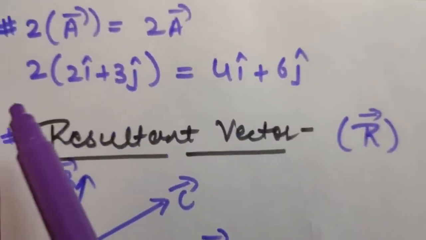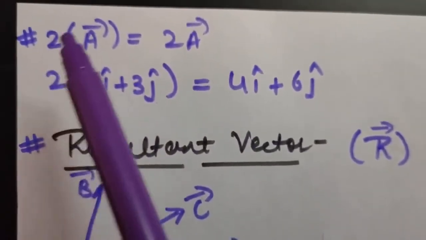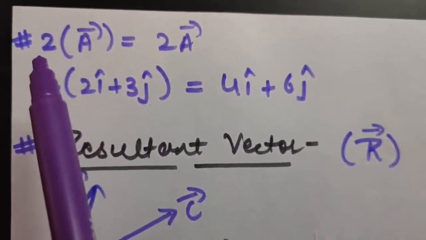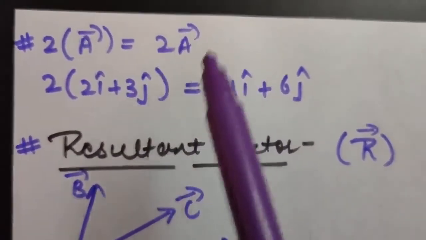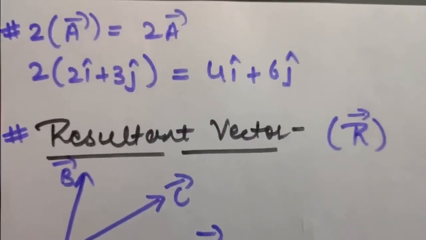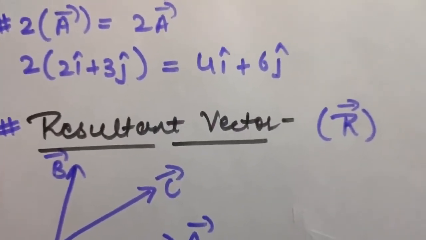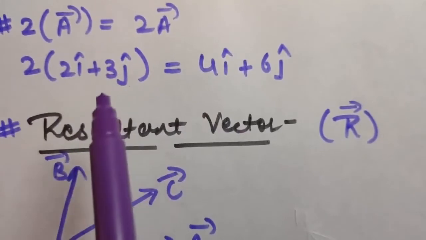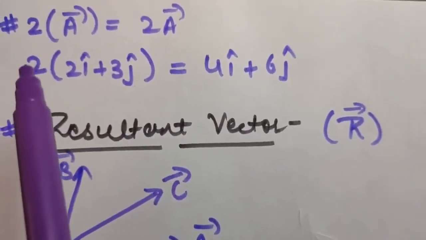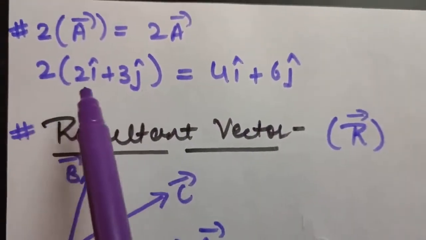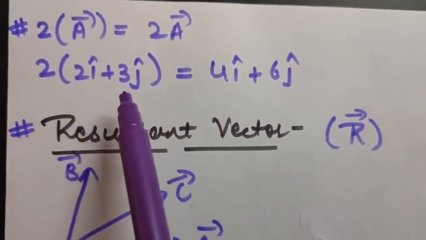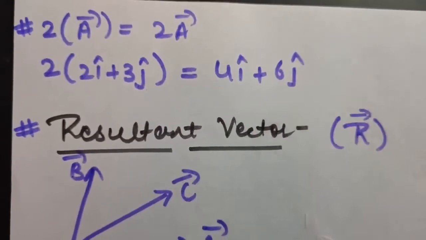Okay, so the next is whenever we multiply a scalar quantity with any vector. Whenever you multiply a scalar quantity with any vector, it will be written as 2a. That is, it will be multiplied with each component of that particular vector. For example, if a is 2i cap plus 3j cap, and I am multiplying a scalar quantity with it, it will be multiplied with both of them. That is, 2 twos are 4, 4i cap, plus 3 into 2 is 6, plus 6j cap.